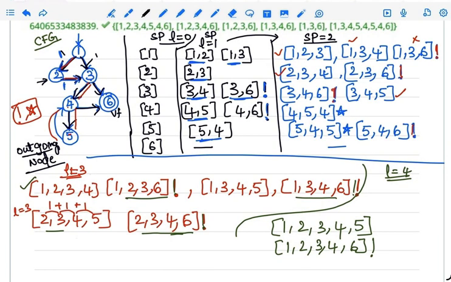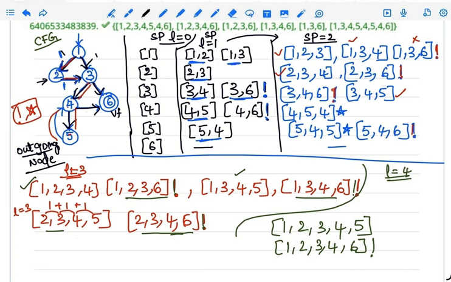Next we extend this one, 1, 3, 4, 5. With 4 again a loop is formed. It cannot be extended. Okay. 2, 3, 4, 5: again 4 to 5 is a loop, right? If we reach 5, again we are going back to node 4. So it's not a simple path.